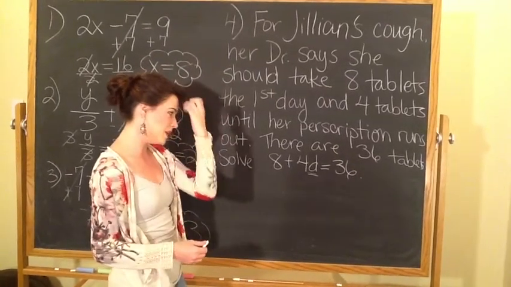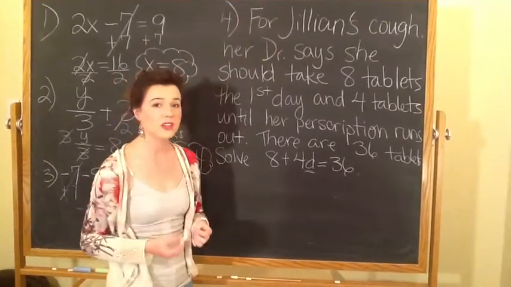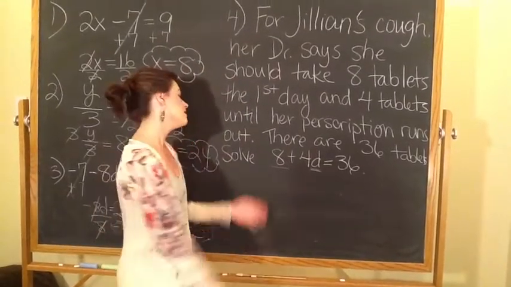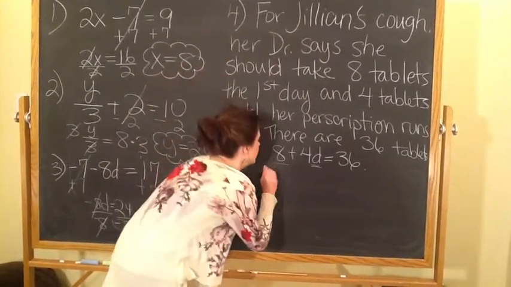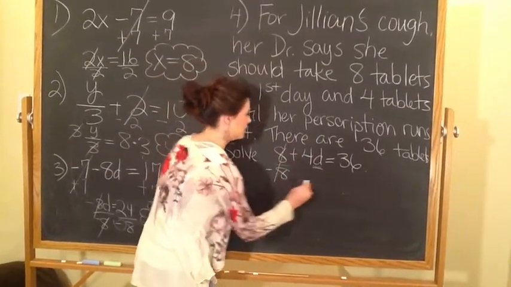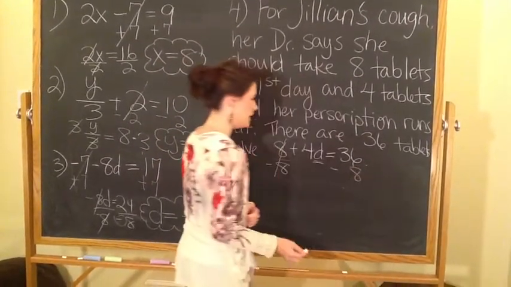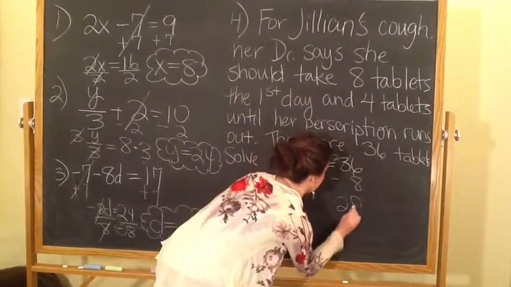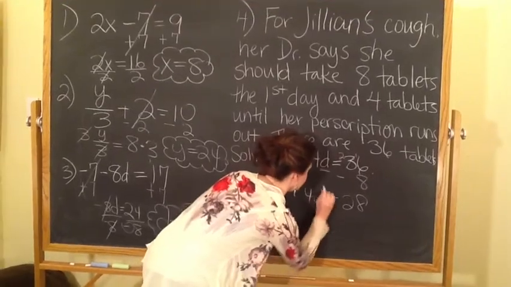So the first thing we want to do is get rid of the constant 8, because we have to add and subtract first. So it's a positive 8, so we're going to subtract 8 to cancel it out. Subtract 8 over here and subtract 8 over here. So we're going to take it away, and we're going to get 28 equals 4d.